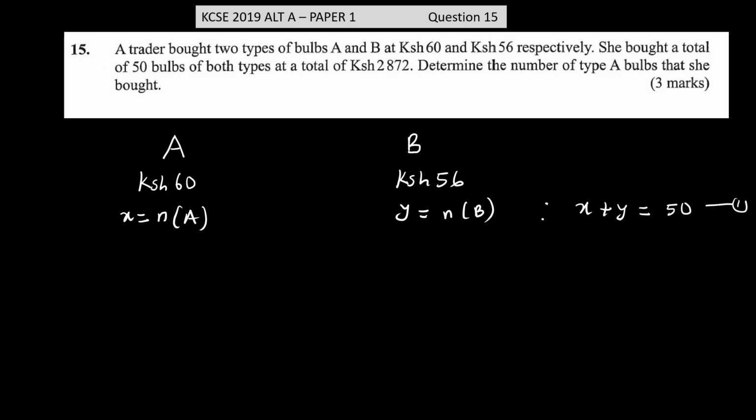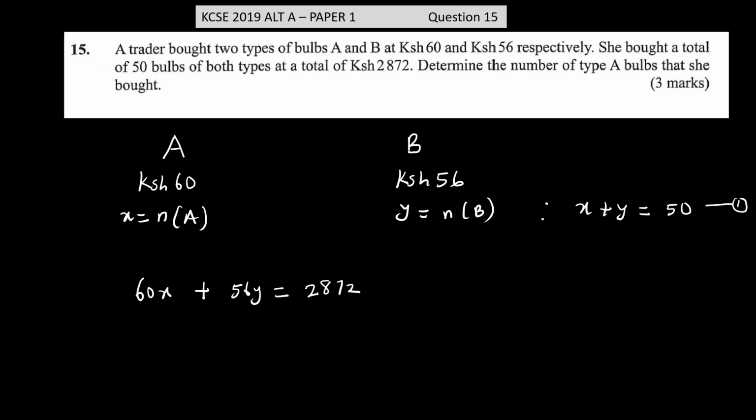This is equation 1, since the number of type A bulbs and the number of type B bulbs equals 50. Let's continue with the question. She bought a total of 50 bulbs of both types at a total of 2,872 Kenya shillings. Therefore, if you multiply the number of type A bulbs by 60 and the number of type B bulbs by 56, and we add this, we are going to have 2,872. So this will be 60x plus 56y equal to 2,872. Now we have a simultaneous equation.